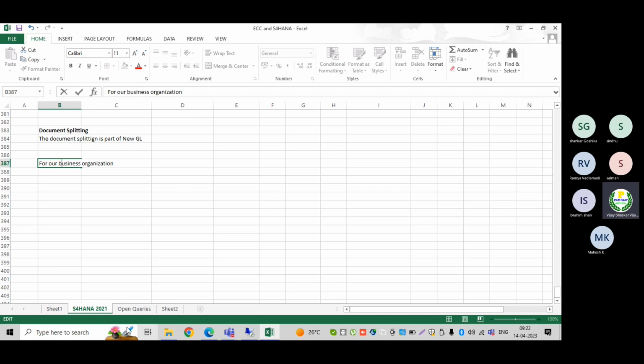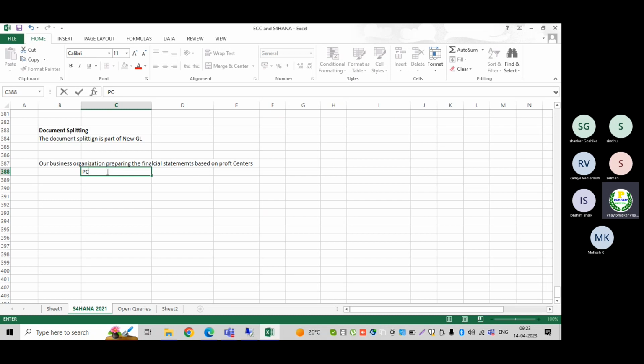For our business organization, let us say we are preparing the financial statements based on profit centers.